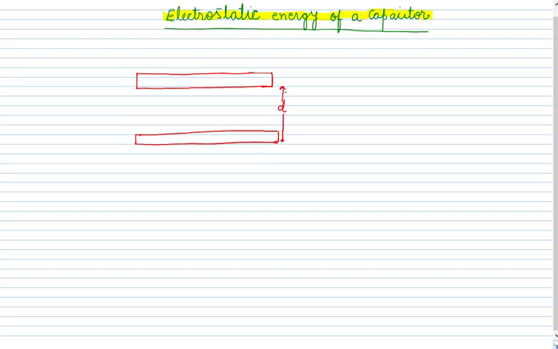Now we want to calculate the electrostatic energy of a capacitor. So let us take a parallel plate capacitor. These are the two parallel plates I am drawing. This is our plate 1 and this is our plate 2. So these are the two parallel plates which are conducting plates, and these are kept at some distance. Say this distance is small d. So the distance between these two plates is d.